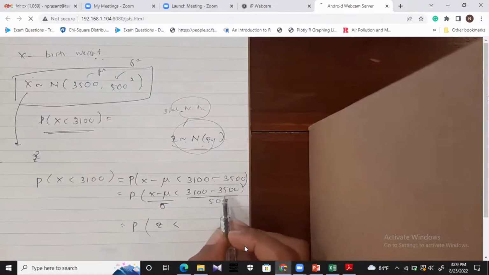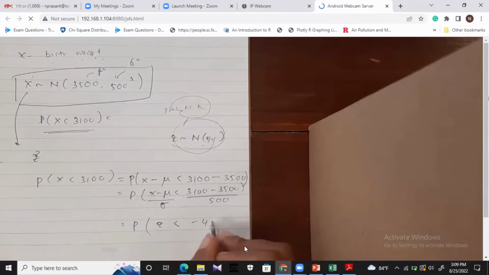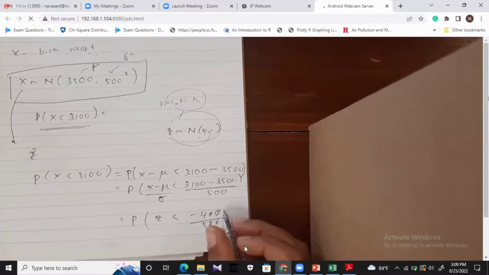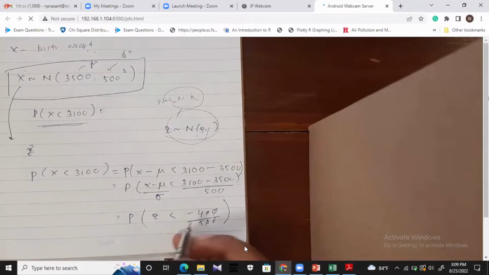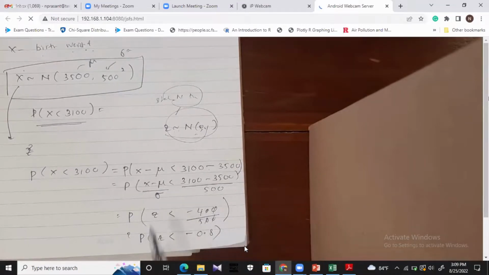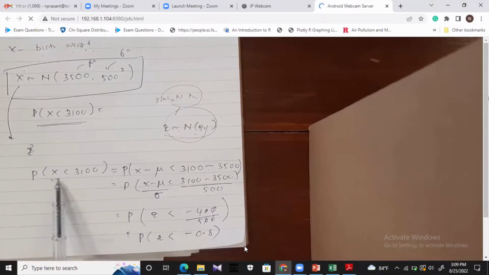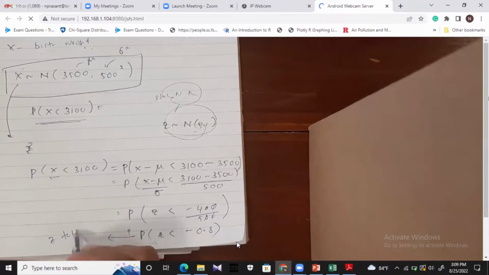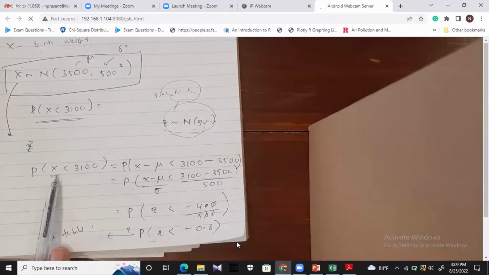Now 3,100 minus 3,500 means minus 400 divided by 500. Okay? Z less than minus 0.8. Now we have converted our x variable, not value, into the z variable. Now you can find this probability from the z table, because we have converted our x into z.